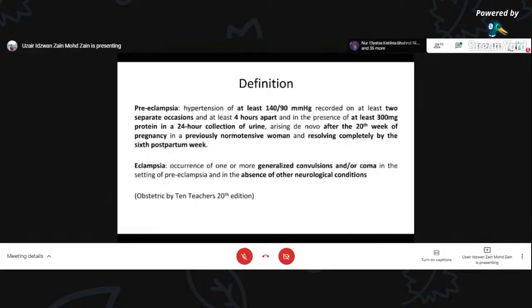she has the occurrence of generalized convulsion, coma, in the setting where there is absence of preeclampsia, and it can be absence of other neurological conditions. So it can be just a convulsion or a coma or visual disturbances alone. So yeah, it can be just like that.